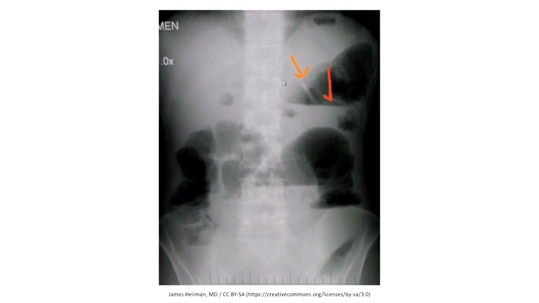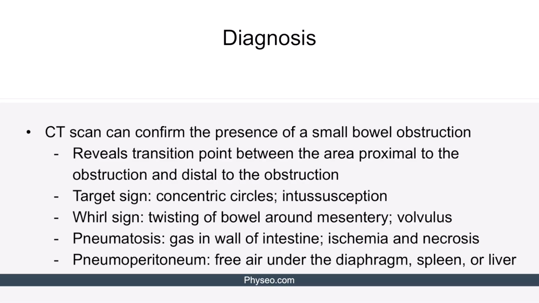Here, one can see some of the signs of obstruction, such as multiple air fluid levels, represented here by the sharp horizontal lines, and dilation of intestinal loops, which can be seen right here. After obtaining an abdominal series, one can obtain an abdominal CT to confirm the presence of small bowel obstruction.